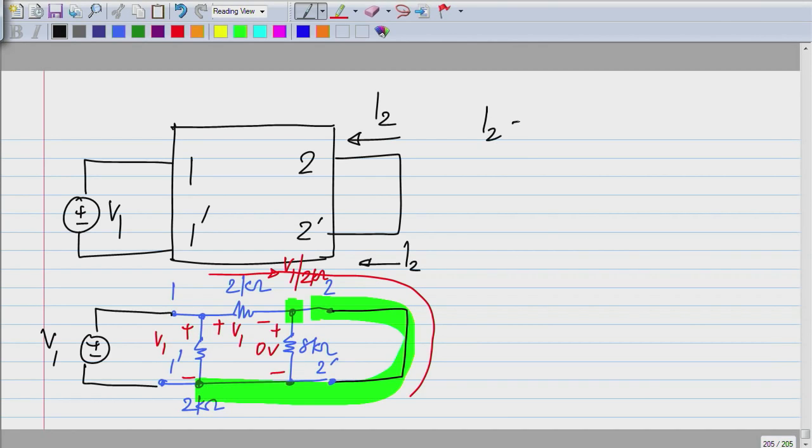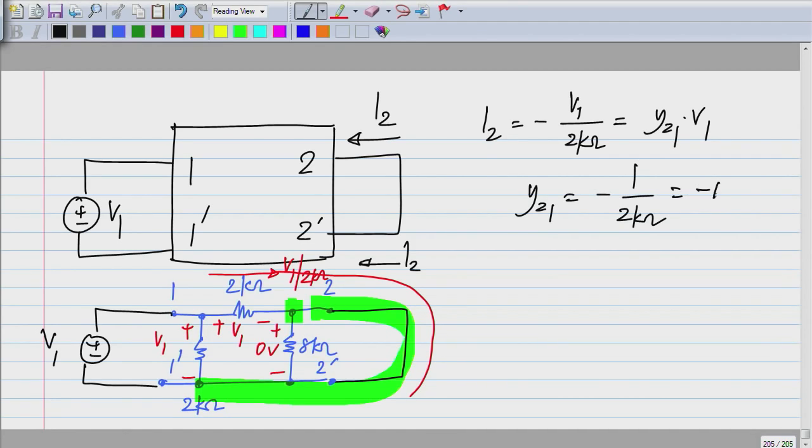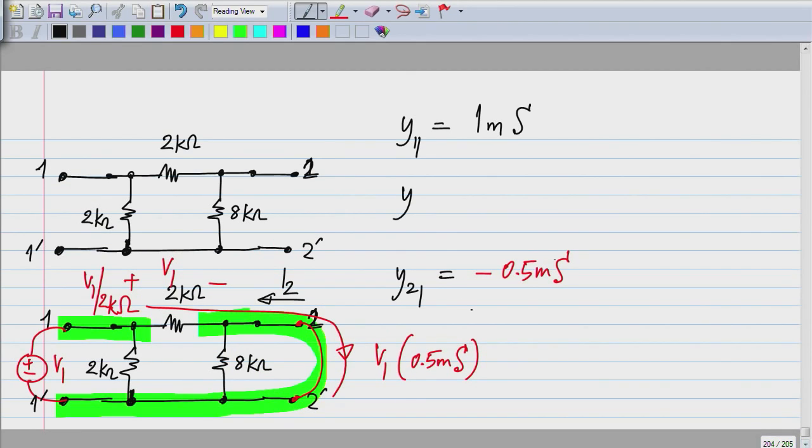So I2 will be minus V1 divided by 2 kilo ohms, and this is nothing but Y21 V1. So Y21 is minus 1 by 2 kilo ohms or minus 0.5 millisiemens. Okay, so that's how I get the value of Y21 to be minus 0.5 millisiemens. Is this okay?